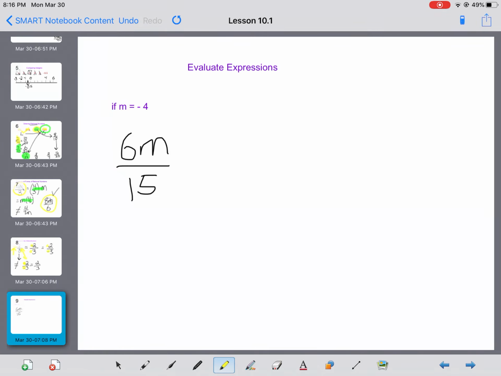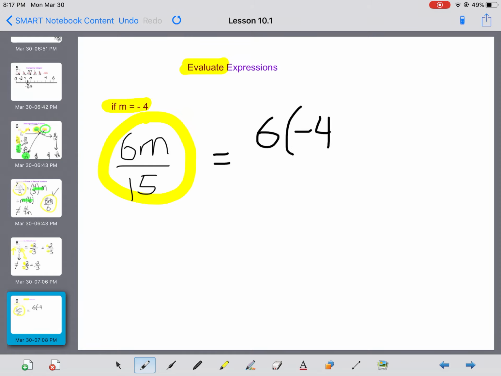Evaluating expressions. We haven't talked about evaluating for a while, not since our algebra unit. Remember, evaluate does not mean solve for m. You're not required to figure out what m is because we are told what m is. So evaluating the expression is figure out what this is if m is -4. So I can do that quite simply. The first thing I do is where m was, I put my number. I've been told that if m is -4, so I put it there. So now I have this.